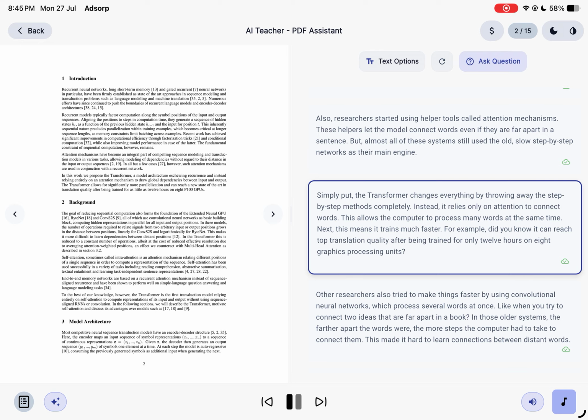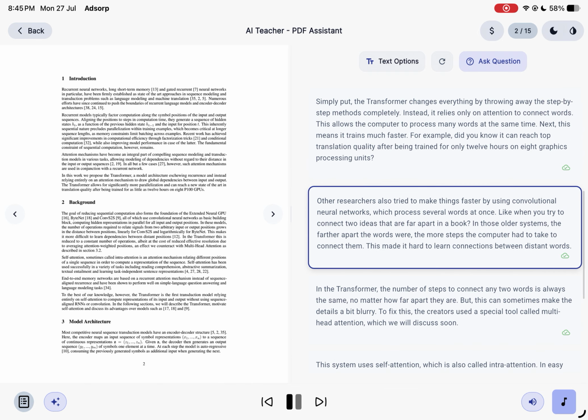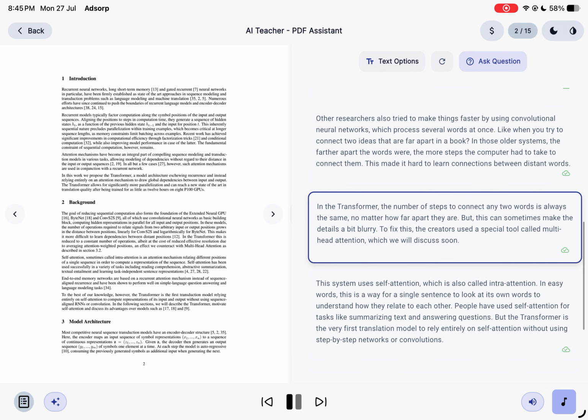Other researchers also tried to make things faster by using convolutional neural networks, which process several words at once, like when you try to connect two ideas that are far apart in a book. In those older systems, the farther apart the words were, the more steps the computer had to take to connect them. This made it hard to learn connections between distant words. In the transformer, the number of steps to connect any two words is always the same, no matter how far apart they are. But this can sometimes make the details a bit blurry. To fix this, the creators used a special tool called multi-head attention, which we will discuss soon.